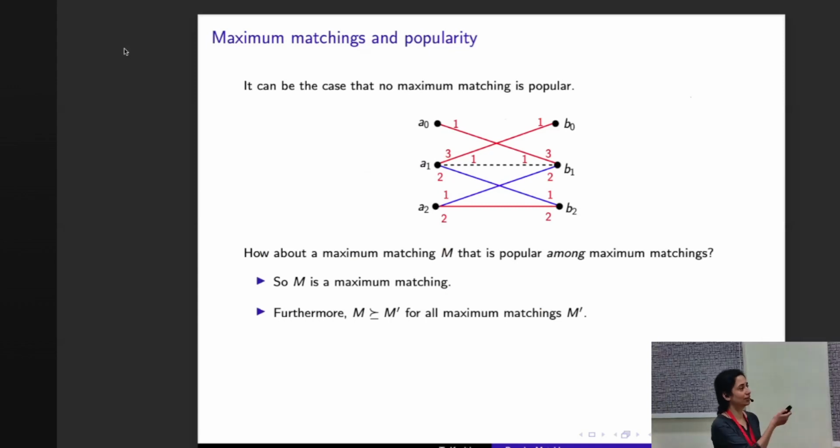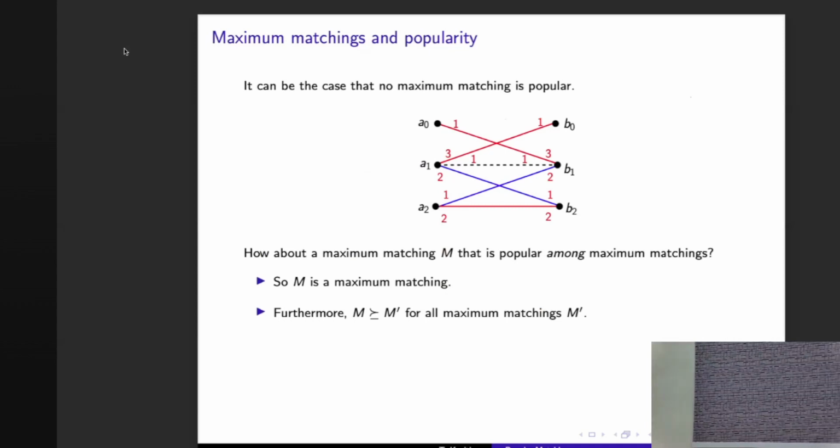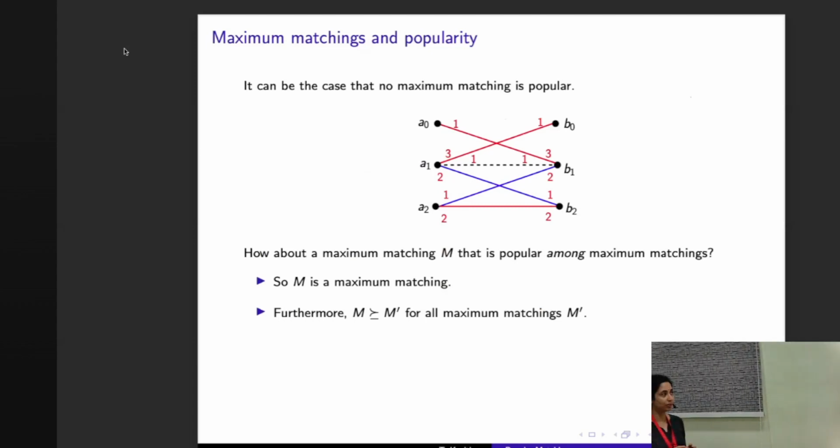But why does such a nice maximum matching need to exist? As we saw in the last lecture, we are asking for a weak Condorcet winner, where the set of candidates is not the set of all matchings but only maximum matchings. When we looked at the entire set of matchings, we used the Gärdenfors result that every stable matching is popular. Because stable matchings always exist, popular matchings always exist.